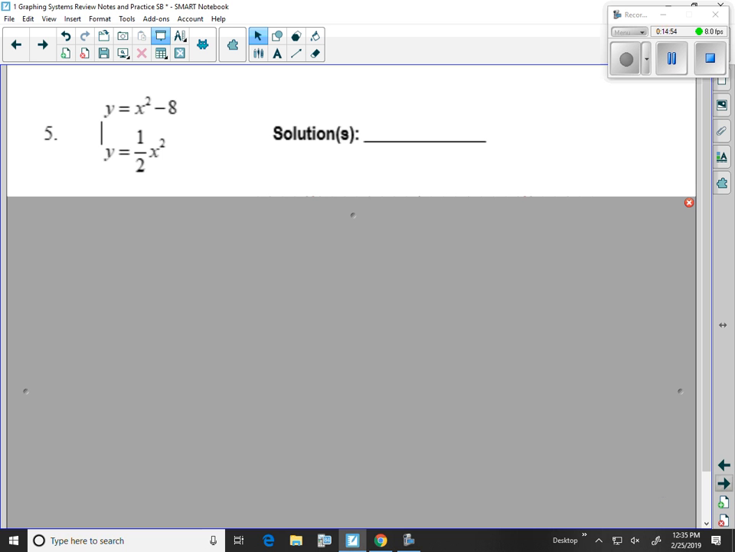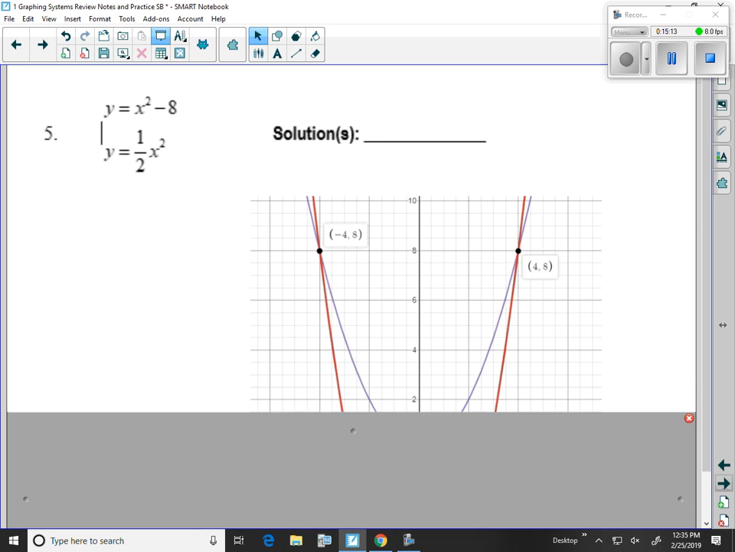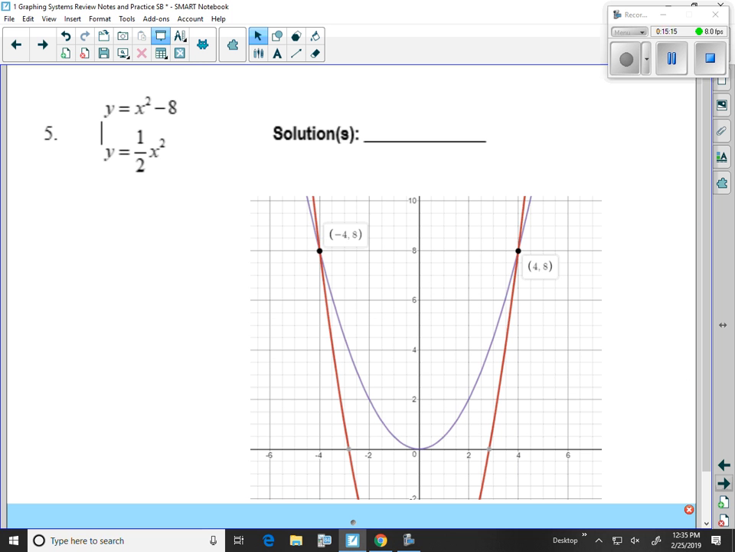Okay, number 5, same thing, we're putting it in. Now, do we have a quadratic and a line, 2 lines, 2 quadratics, what do we have? 2 quadratics, so the same thing should be happening here. You should see 2 parabolas. If you're getting the right graph, it should look like the one that's up here.